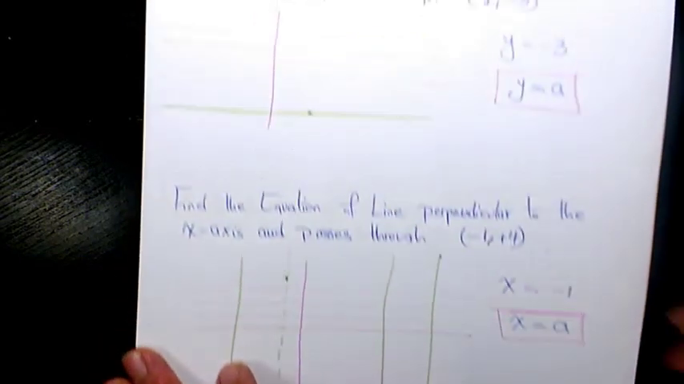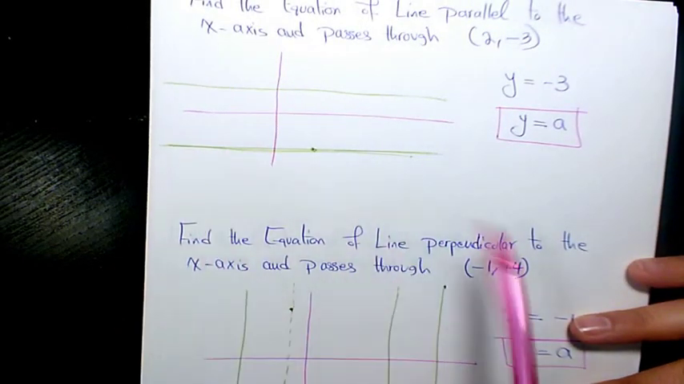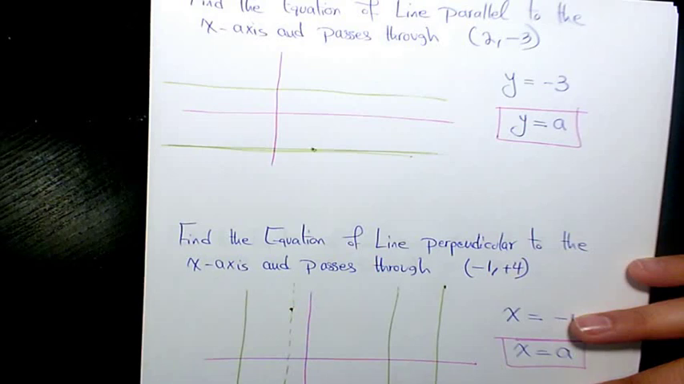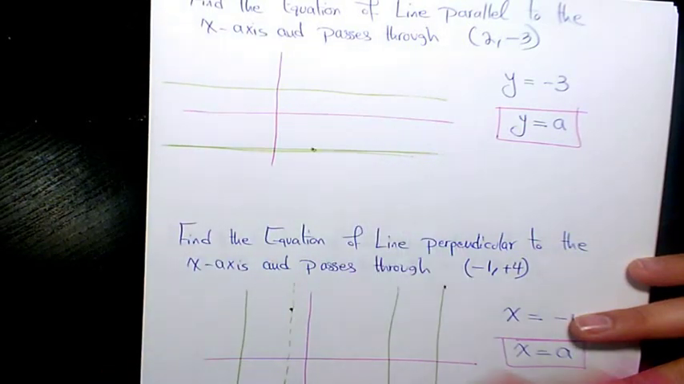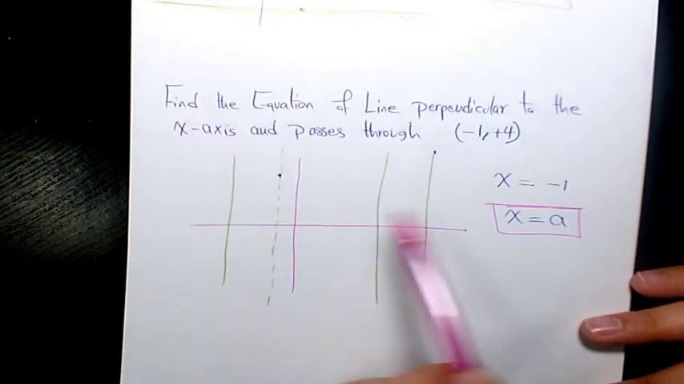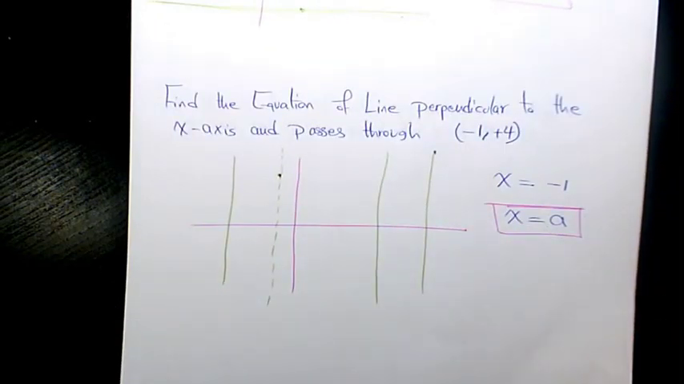On the other hand, for a horizontal line, the slope is 0 because there is no rise and we have just run. So rise over run is 0, and the equation of the line is y equals a constant number. And for a vertical line, it is x equals a constant number.